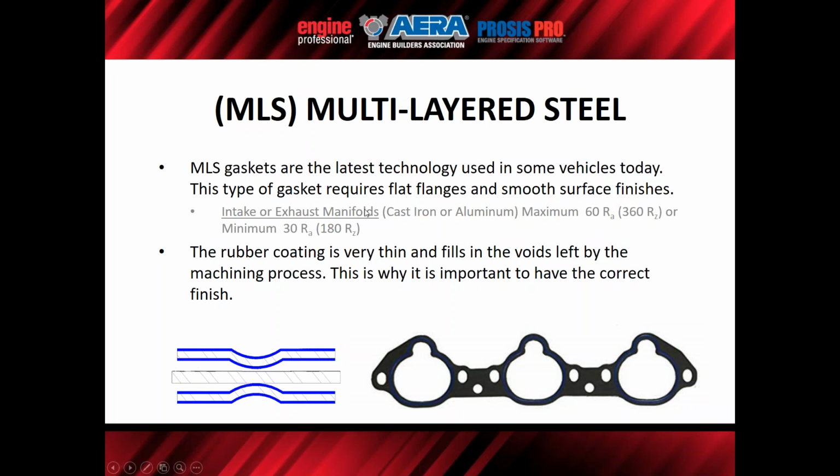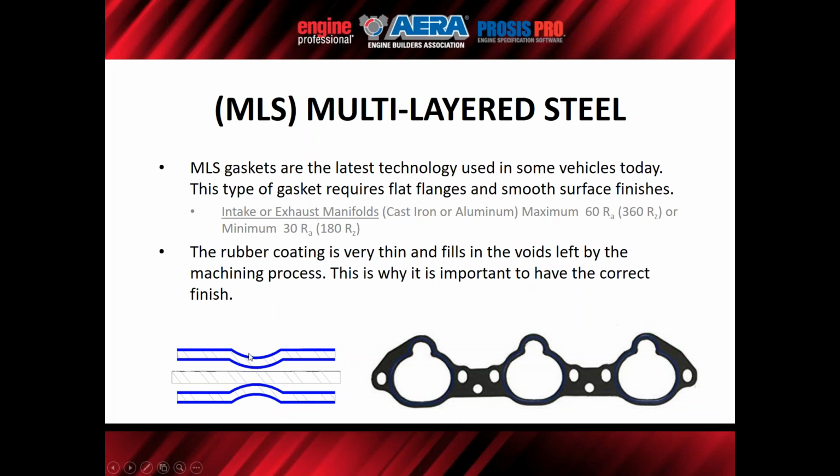coated layer here. These gaskets work really well, but they require a surface finish that's smooth. So the surface finish, what you see here, is 60 RA to 30 RA. So not quite as smooth as you see on a head gasket, but close. If you have too rough a surface finish, you're going to run into problems with the coating not being able to seal the particular intake manifold, because the coating on each side of this material is very thin, and that's all that's used to fill the voids left from the machining process.